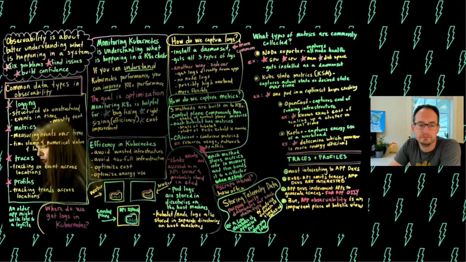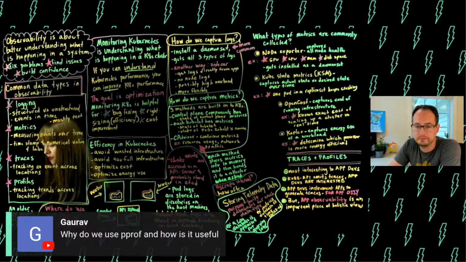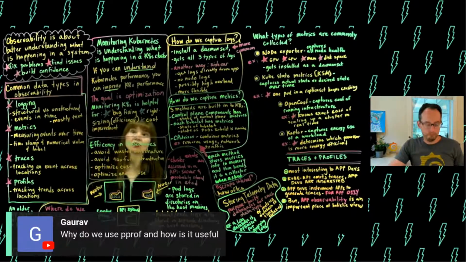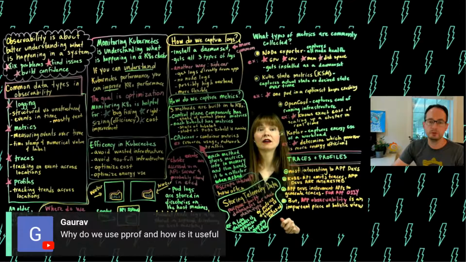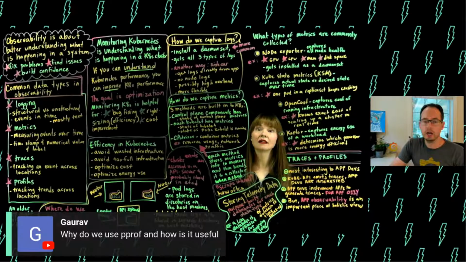But do you know what pprof is? Why do we use pprof and how is it useful? Pprof, that's a great question. So pprof is a tool that we use to capture profiles. When we talk about instrumenting apps, there are certain times where the app developer builds an SDK into your app, and this is what captures the information, and we're going to export it and stuff like that.